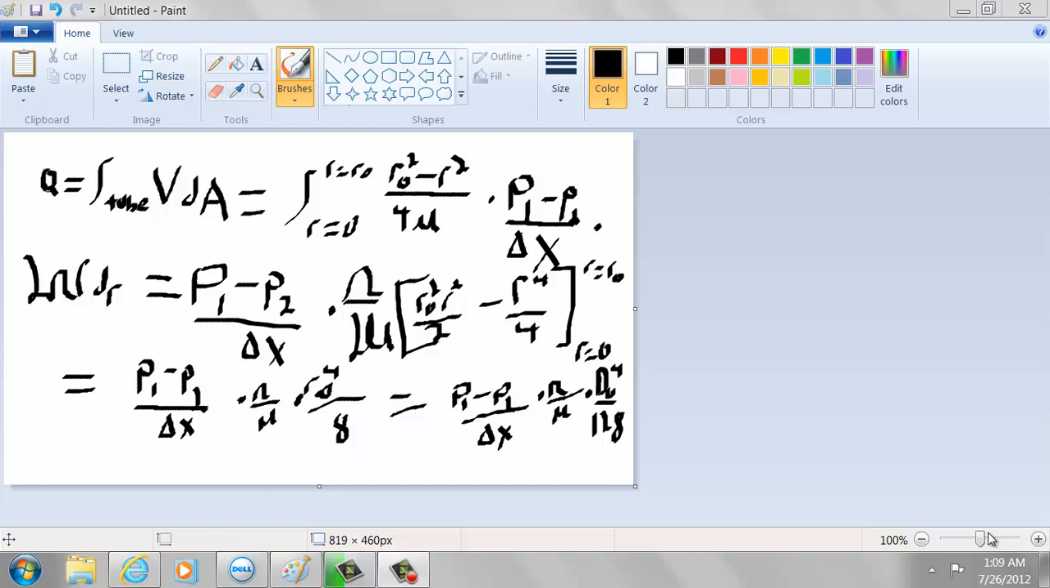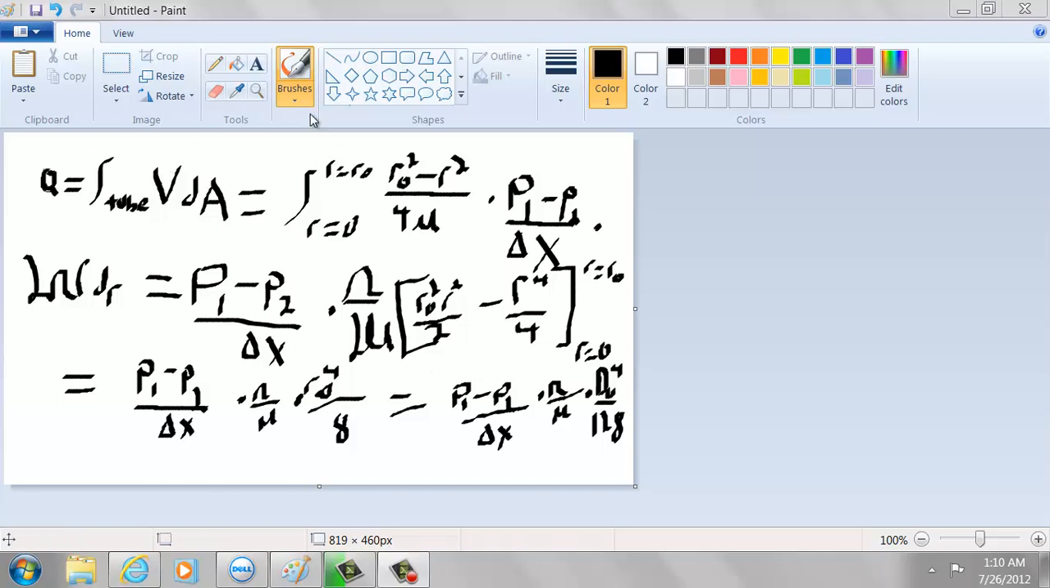Q is equal to the integral over the tube of V dA. I hope you caught me there. Obviously, V is velocity, not volume. I don't know why I said that.